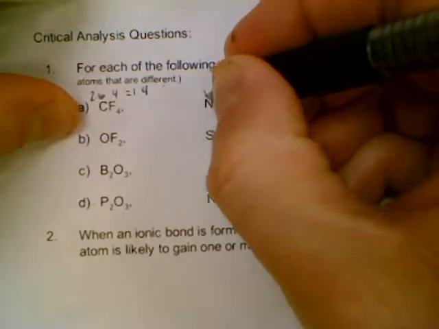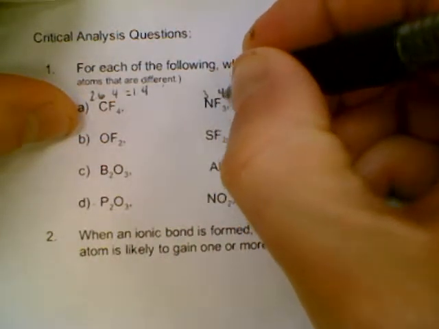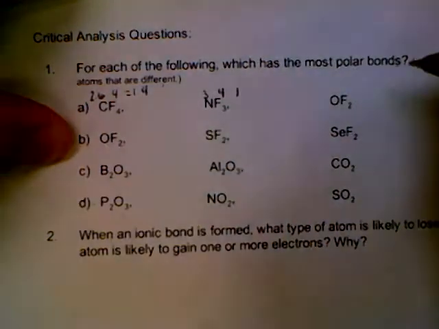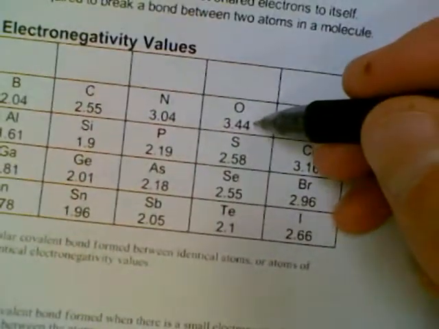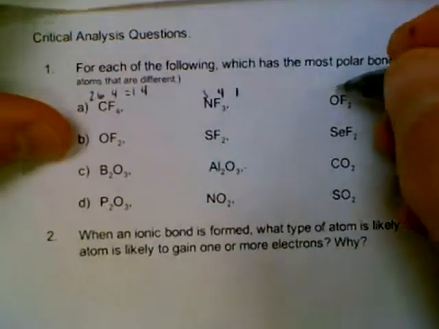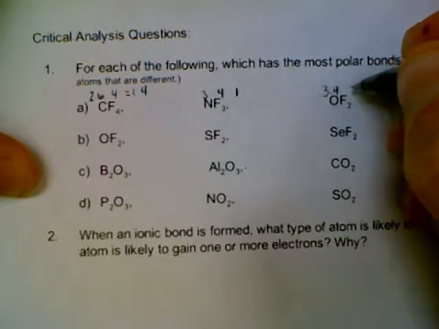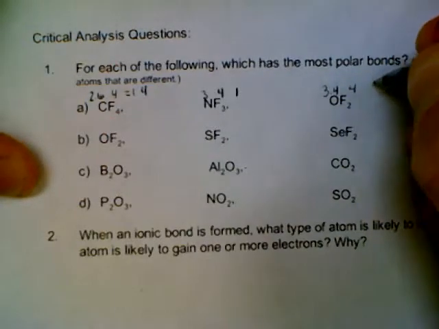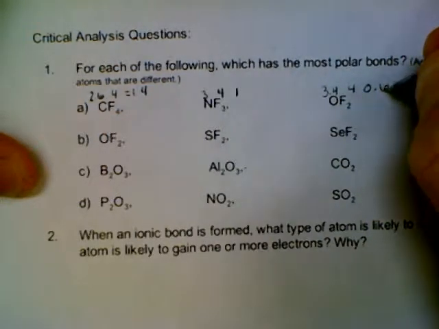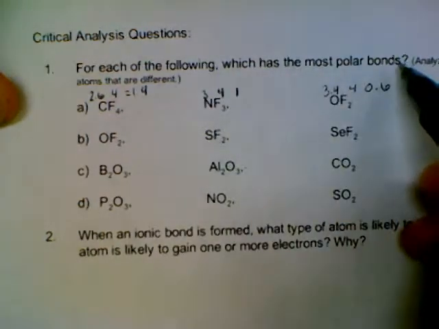The second problem has nitrogen, which rounds to 3.0. We just use fluorine, which is 4. So that difference is 1. Lastly, oxygen is 3.44, which rounds to 3.4. And fluorine is 4, which gives us a difference of 0.6.